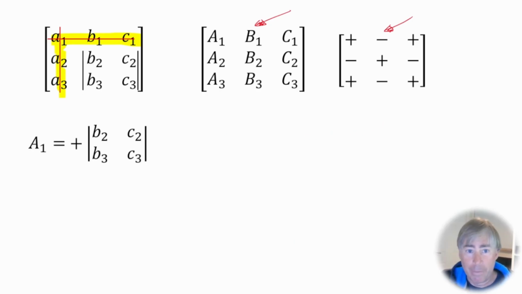Okay, so looking at our first element of the matrix of cofactors, we'll call that A1. We block off the first row and first column. So this corresponds to this where it intercepts.